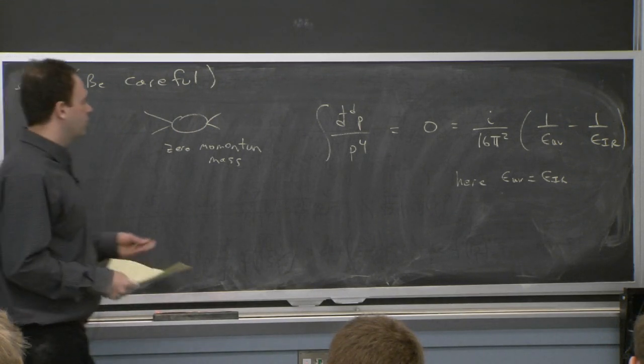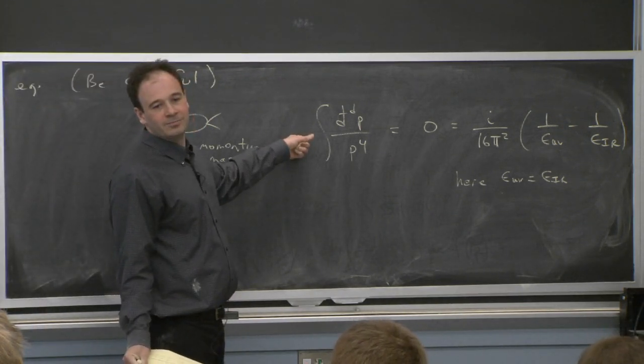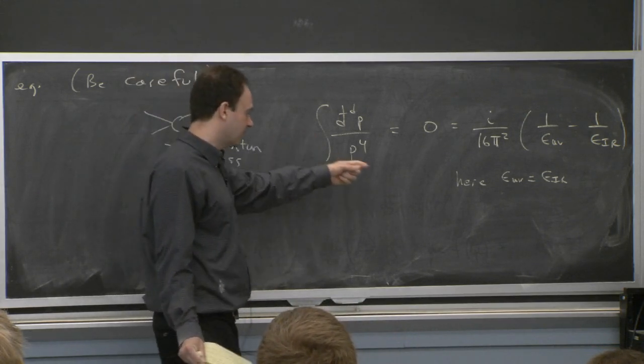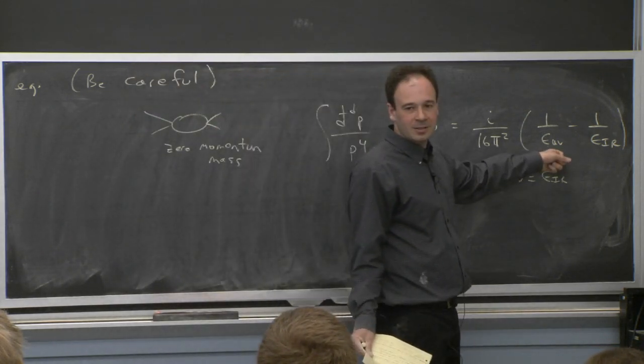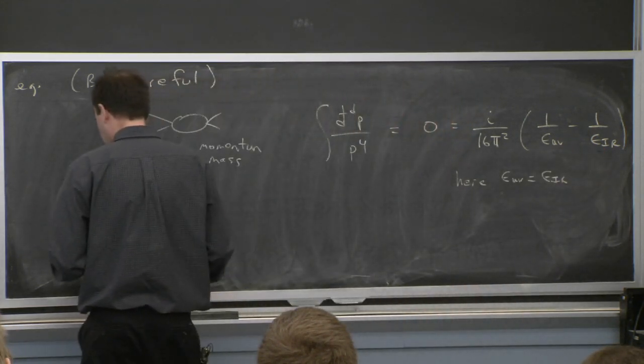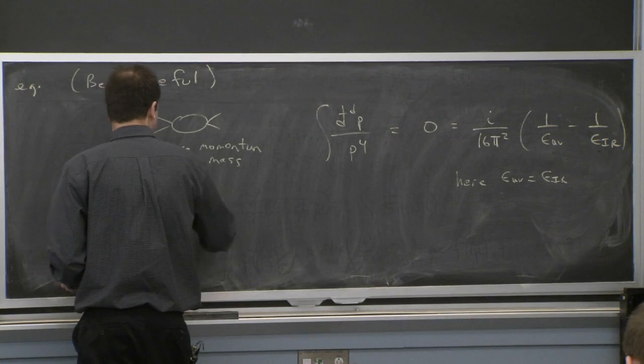But even though that's true, that doesn't mean you don't have to add a counterterm for this diagram, because counterterms are supposed to cancel ultraviolet divergences, not infrared ones. Okay? So even though it's 0, you still need to add a counterterm.